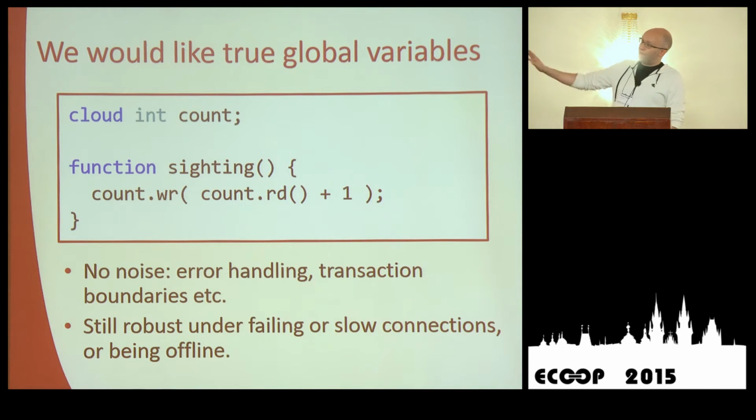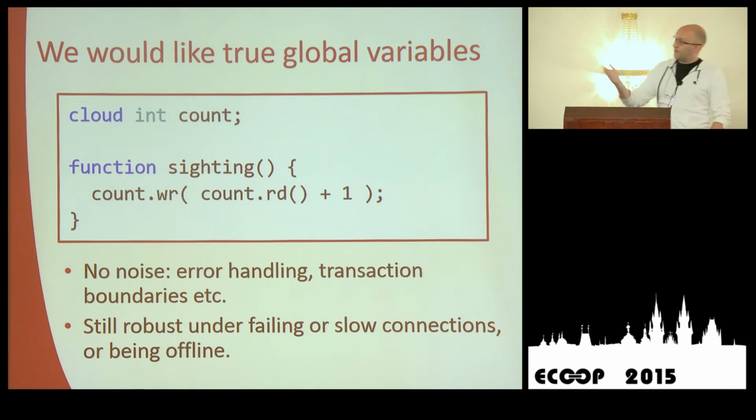So the nice thing about writing it this way, instead of how people do it nowadays, is there's no noise. There's no error handling here. There's no transaction boundary. There's no transaction that you can see. There's nothing going on. But under the Global Sequence Protocol, this is very robust code. It works when there are bad connections, it actually becomes eventually consistent, it works when you're offline. And this is what I'm going to describe now.